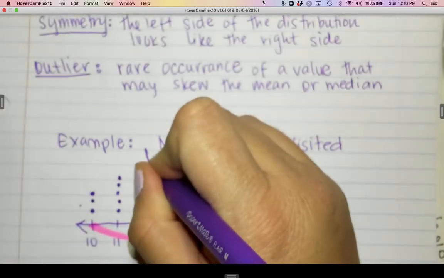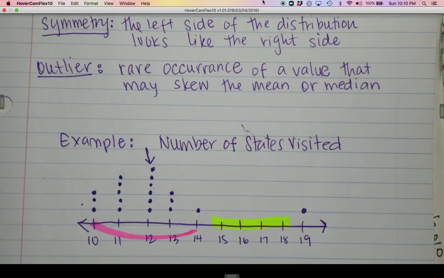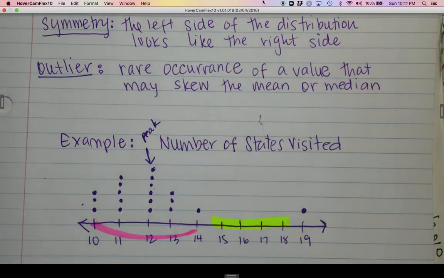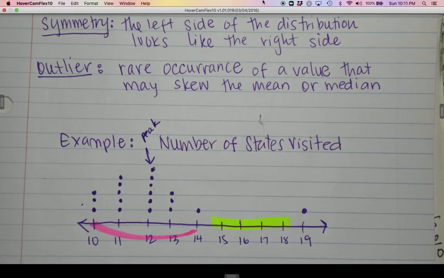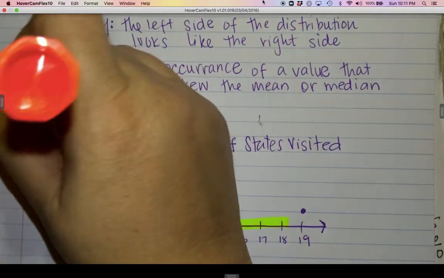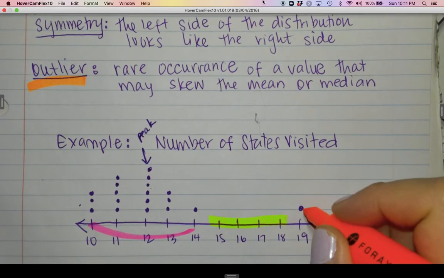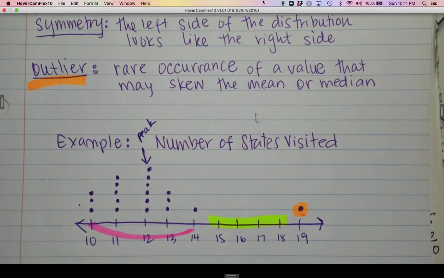This could be a peak. A peak means this is the most frequent number that occurs. 12 happened 6 times, whereas 11 happened only 5. So the peak of my data is 12. Okay, and then finally, I have an outlier, and that outlier is 19.